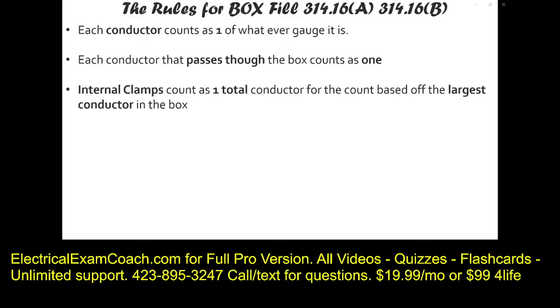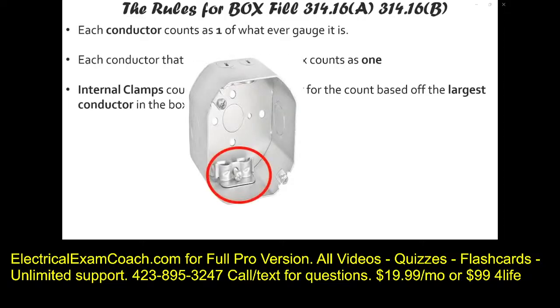Let me show you what I mean. This is an internal clamp. The clamping mechanism is inside the box. Well, it's taking up some of my space, so we have to account for it somehow. What this code is stating is it doesn't matter if I have 1 or 5 of these clamps, we're only going to count it as 1, and it's going to be grouped with whatever the largest conductor is in the box. Meaning if I have 12 and 10-gauge conductors inside that box, this internal clamp would count as 1 10-gauge conductor. All of the fittings we're going to convert over to conductors, then the conductors we're going to convert over to the cubic inches, and you'll know more of what that means as we go through this lesson.